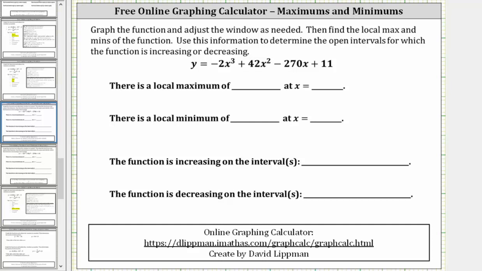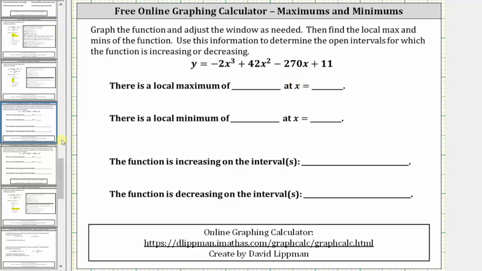In this lesson, we will use the free online graphing calculator linked below to graph a function, adjust the window, determine the local max and mins, as well as determine the open intervals for which the function is increasing or decreasing. The first step is to enter the equation into the calculator, and the calculator does use function notation, and therefore we will let y equal f of x.